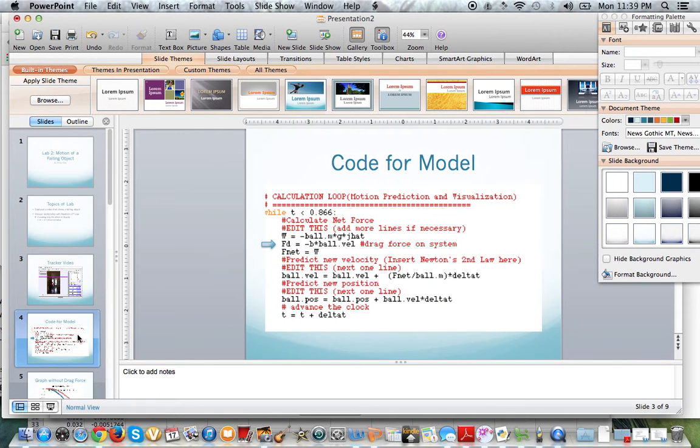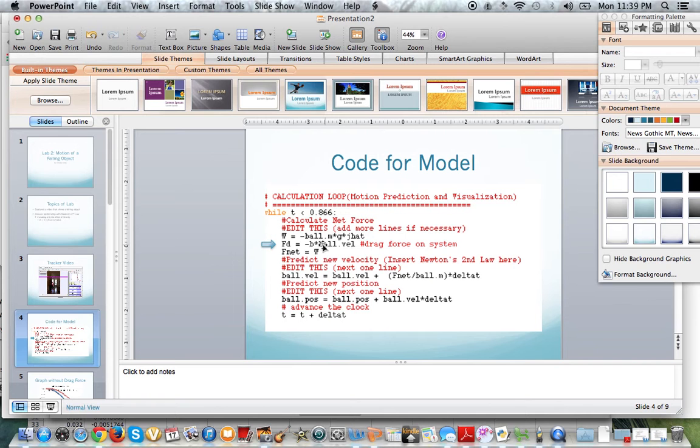Next, we had a code. It was very similar to the first lab. I had to change the while loop, as you can see right here. I changed the time to 0.866 seconds because that was the final time from my tracker video. And then I had to add in the weight of the ball, which is the mass of the ball times g, our 9.8 meters per second squared, and then j hat, which is just letting you know that it's moving in the negative y direction.